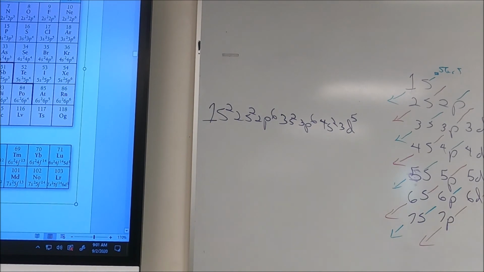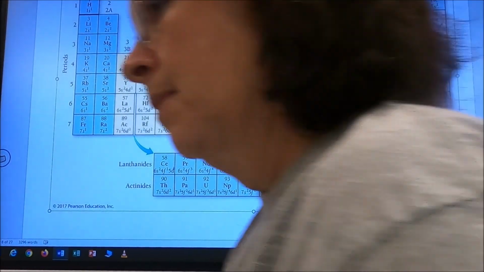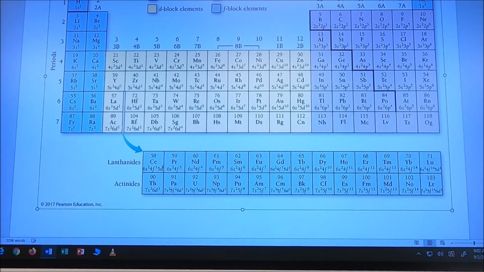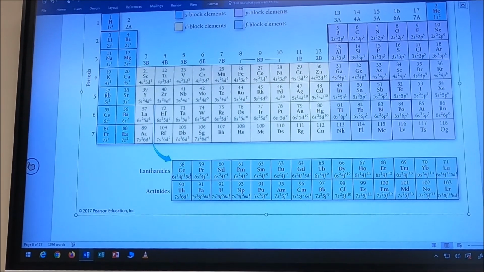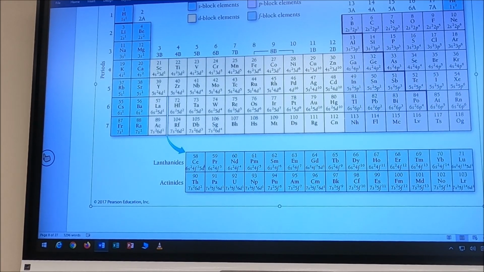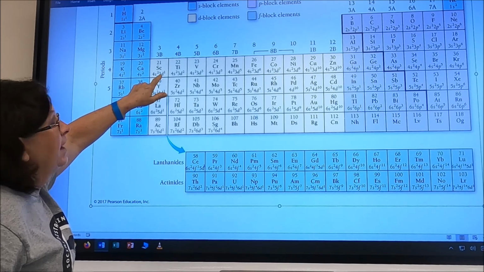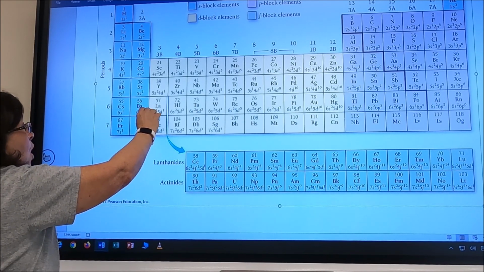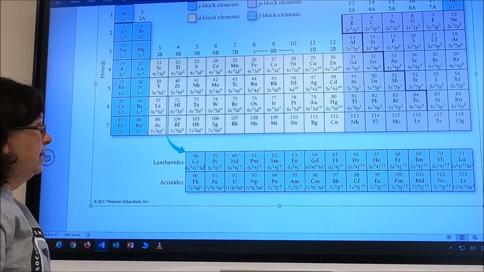Okay? Now I want to point out a couple of things here. Again, looking at our periodic table. When you're looking at the periodic table here, and this table is in your book, I want you to notice that when I'm coming across the 4th period, when I hit the D block, it's 3D. The D block is always 1 row behind. So if I'm on the 6th row, when I hit the D block, I'm in 5D. If I'm on the 7th row and I hit the D block, I'm in 6D.